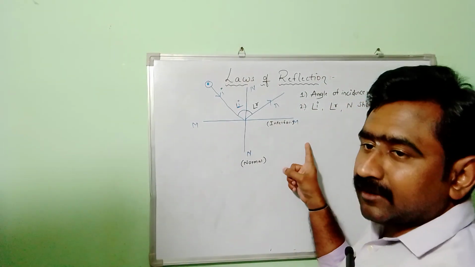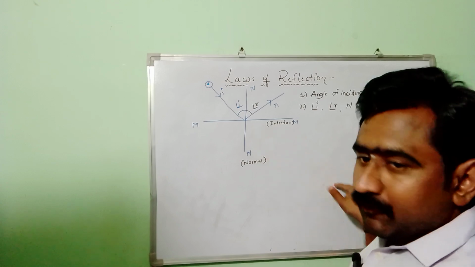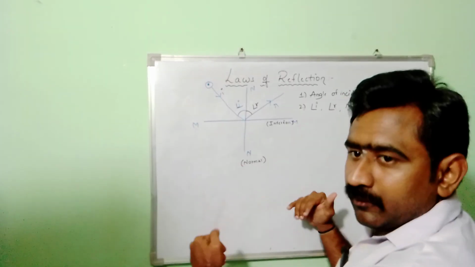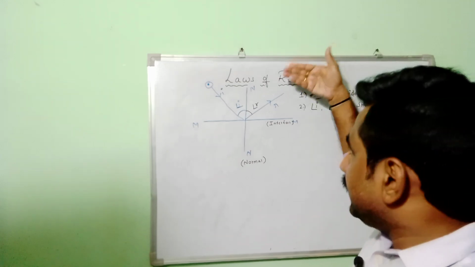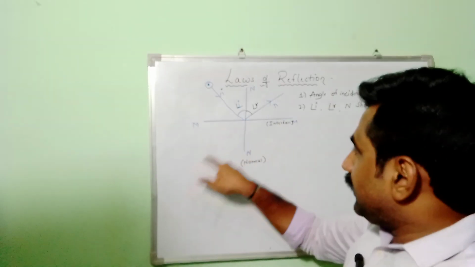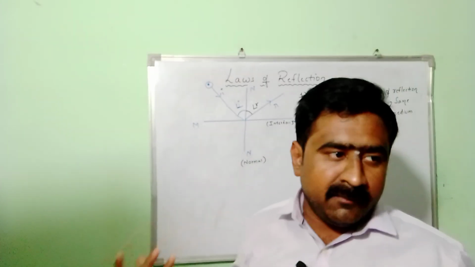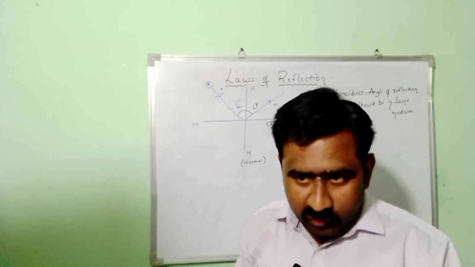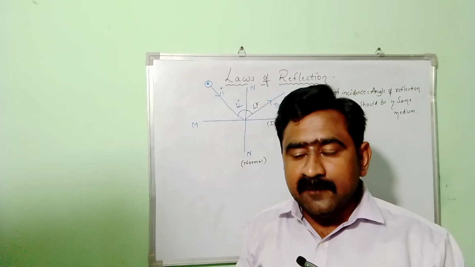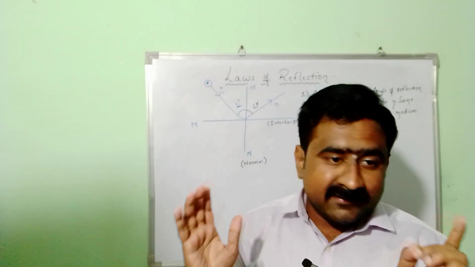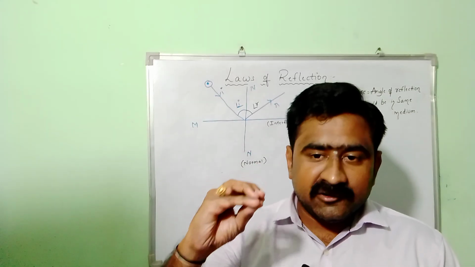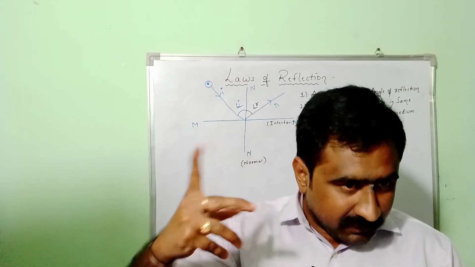If I project the light in the rarer medium, it comes and goes back, that is, in medium 2. I selected medium 1, so it comes and goes back in medium 1. If I select medium 2, it comes and goes back in medium 2. Whatever it may be, either medium 1 or medium 2, the angle of incidence angle I, the angle of reflection angle R, and the normal should be in the same medium. So these are the two basic important laws of reflection.